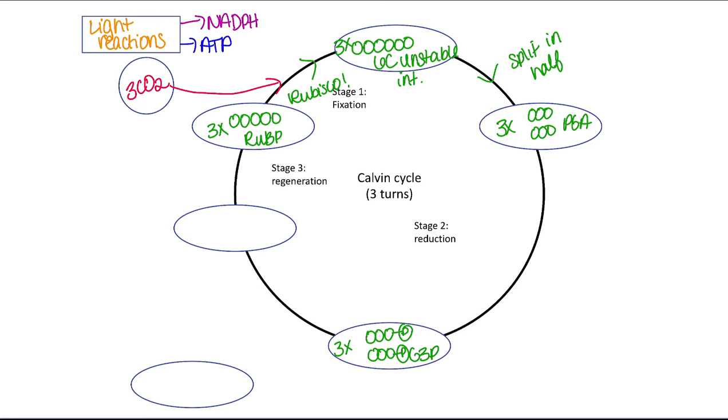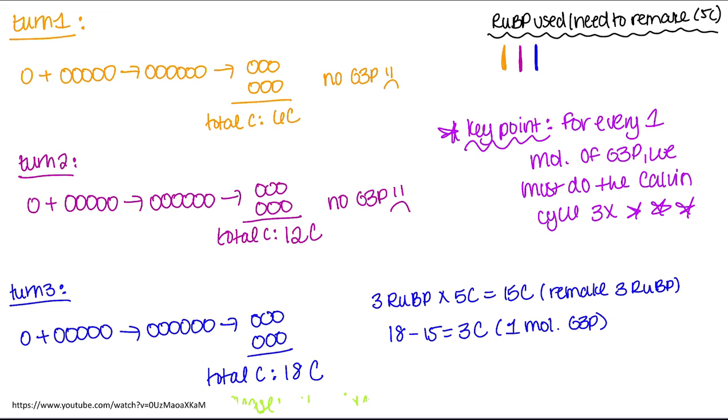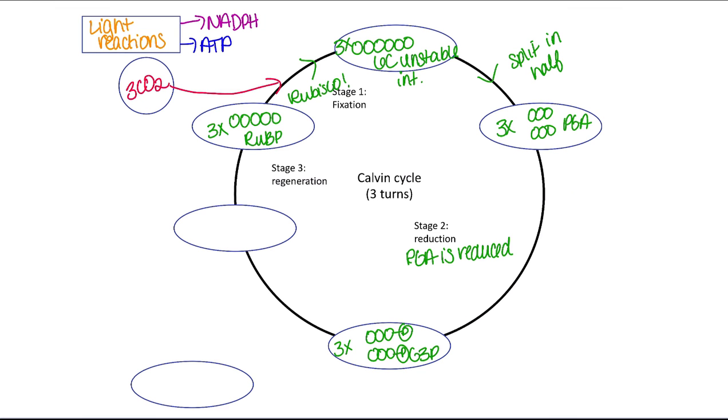So when that PGA is reduced to G3P, we actually need an input of energy. So recall that a reduction is an endergonic reaction, and so we're going to need some exergonic reactions so that we can couple those not favorable endergonic reactions to a favorable reaction. So let's go ahead and jot down that PGA is reduced to G3P.